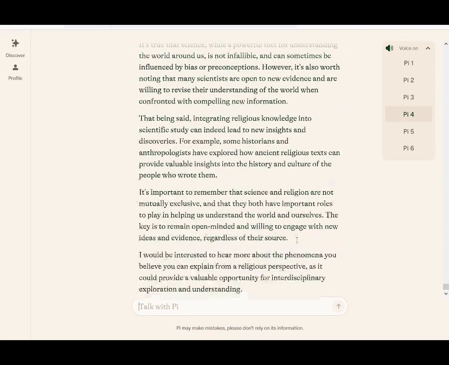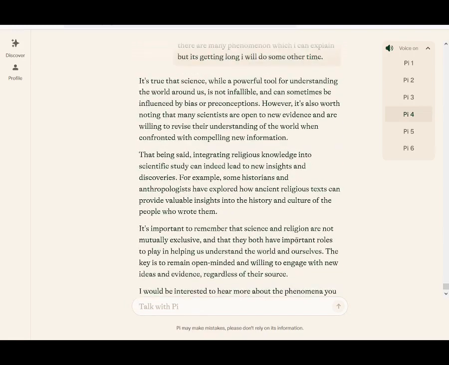It's true that science, while a powerful tool for understanding the world around us, is not infallible and can sometimes be influenced by bias or preconceptions. However, it's also worth noting that many scientists are open to new evidence and are willing to revise their understanding of the world when confronted with compelling new information.